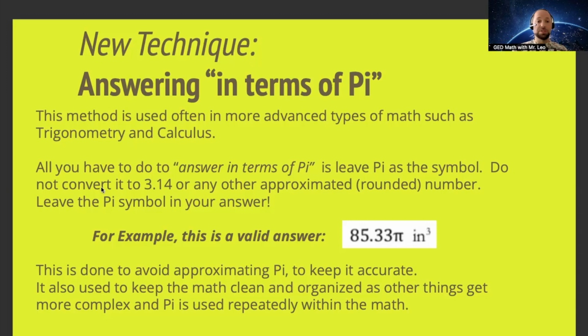This is also used to keep the math clean and organized as other things get even more complex and pi is used repeatedly within the math. Sometimes you do a lot of complicated stuff. You got pi all over the place. If you have to convert it to 3.14 every time, you're going to get a lot of decimals. You're going to have a lot of rounding off. Sometimes it's better if you just have 5 pi, 10 pi, 20 pi, 18 pi, and you just keep it like that. Complicated math can feel a little more simple and it's a little easier to work with.